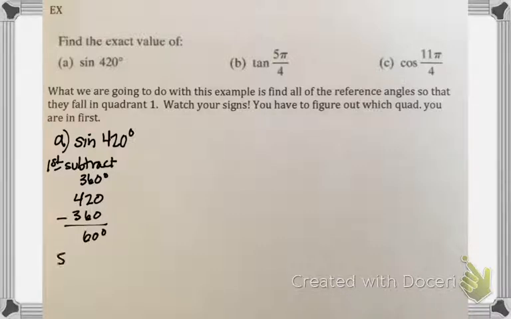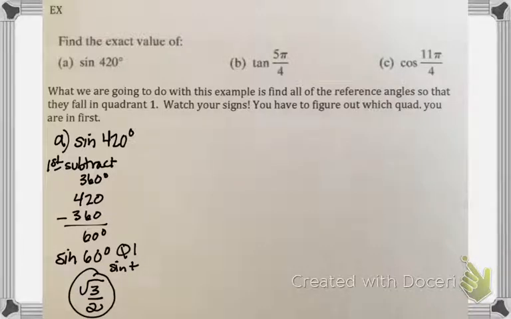Being that said, I'm looking for sine at 60 degrees. I know I'm in quadrant 1, sine is positive. You can either use the unit circle approach or a triangle. We know that sine of 60 degrees is radical 3 over 2. So my answer is radical 3 over 2. So what do we know? We know that sine of 420 degrees is equivalent to sine of 60 degrees, which is radical 3 over 2.